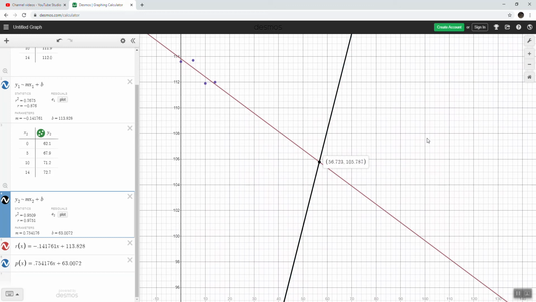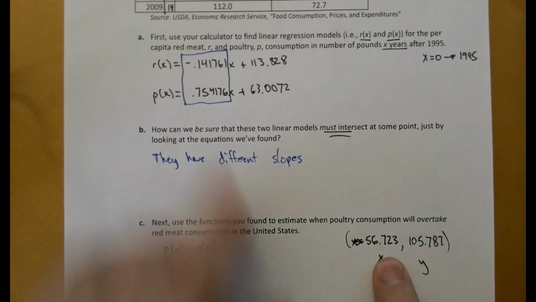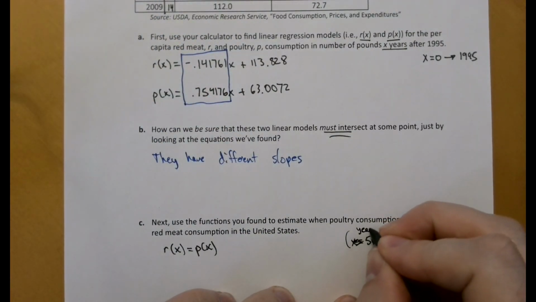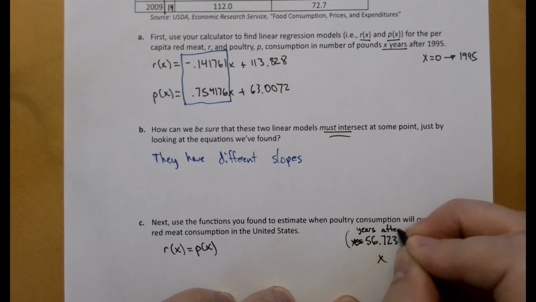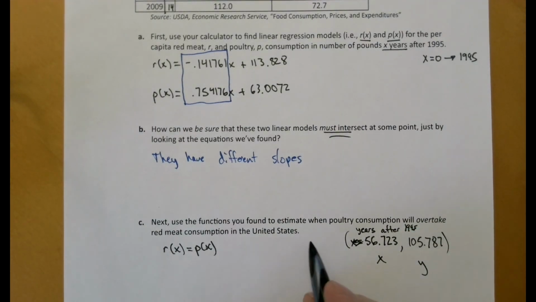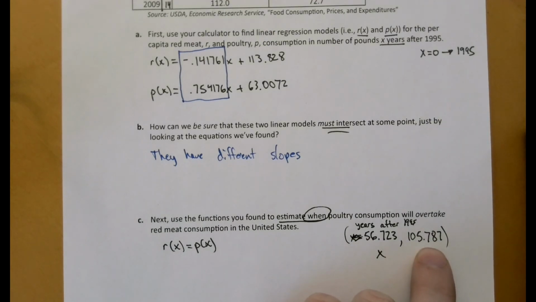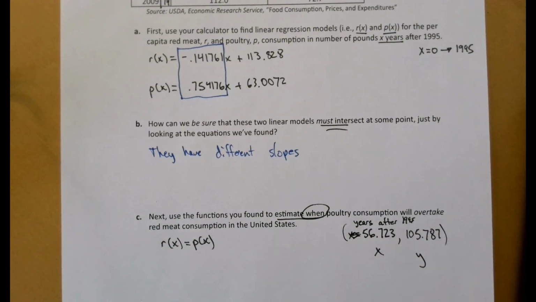So our x equals 56.723 and y equals 105.787. Note that x was defined as years after 1995. So all we have to do is add this to 1995, and we'll get the year when poultry consumption will overtake red meat. And this is the amount of consumption when they will be exactly equal to each other.